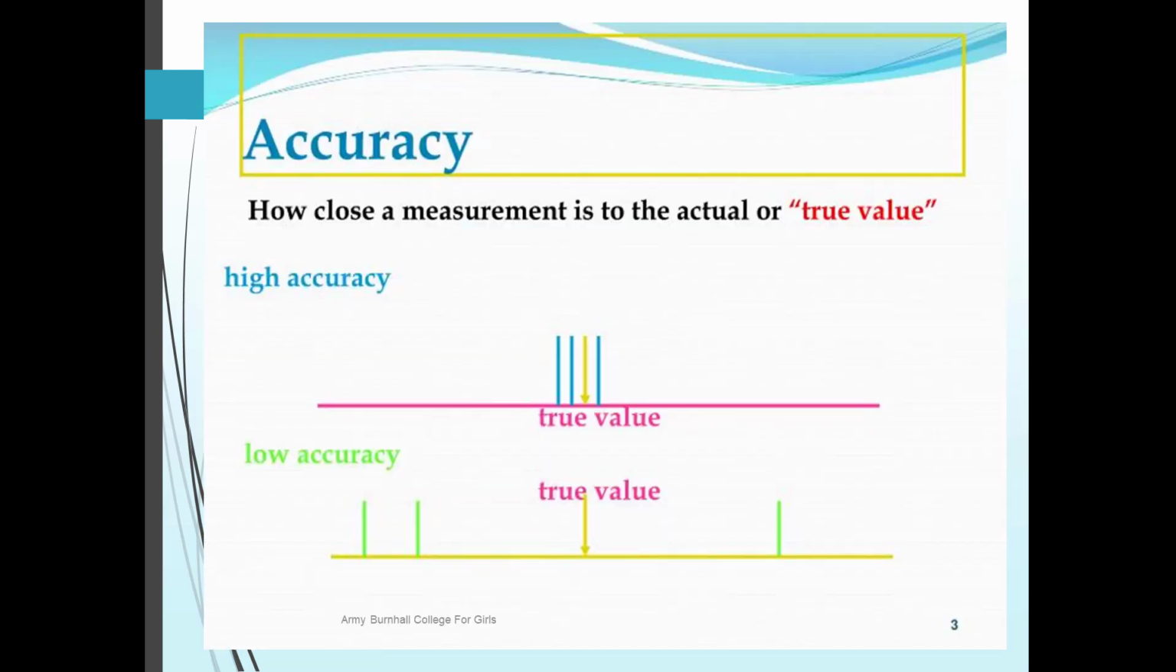What about accuracy? Accuracy is telling us how close a measurement is to the actual or true value. If we have this true value, the yellow line, and the readings are lying close to the true value, then we will say that our answer is accurate. And low accuracy, if readings are not close to the true value. Okay, and measurements should be accurate as well as precise. So while we are taking the measurement, keep this in mind that all the measurements should be accurate as well as precise. Accurate, closer to true value, and precise, closer to each other as well.